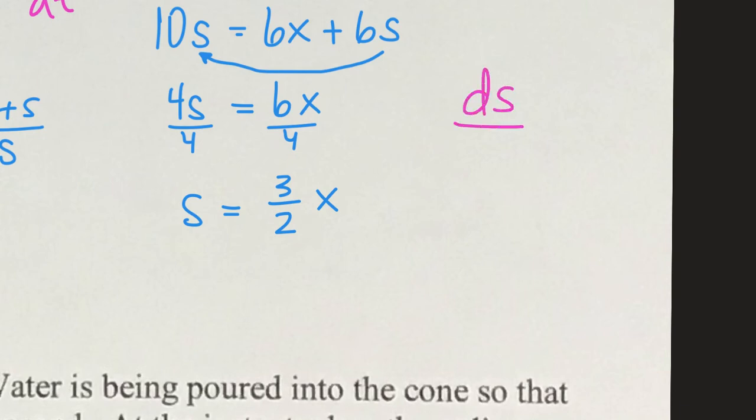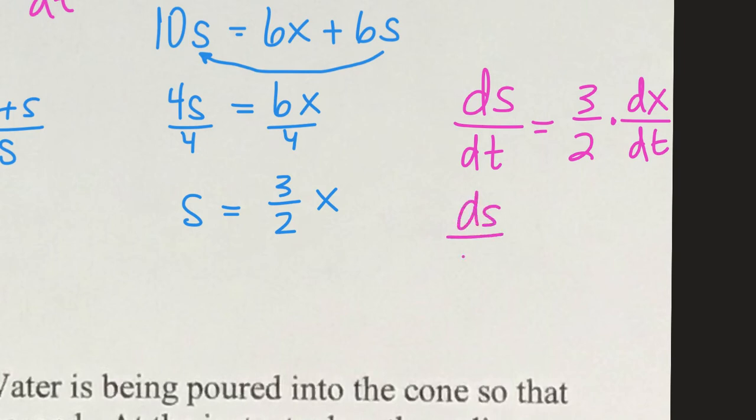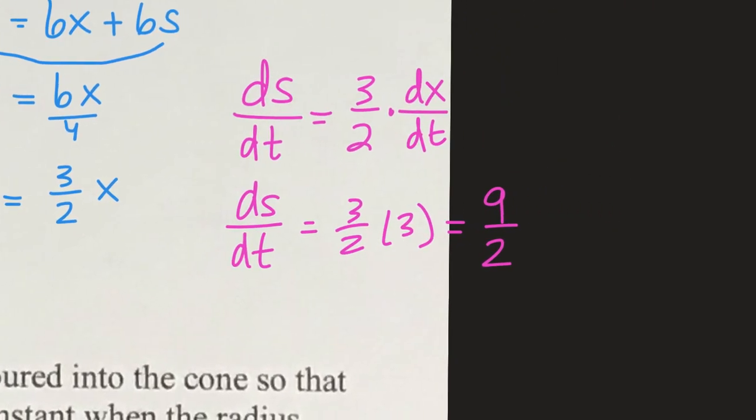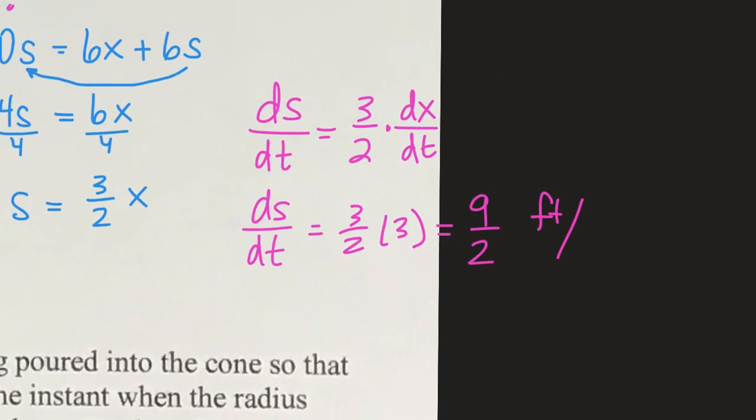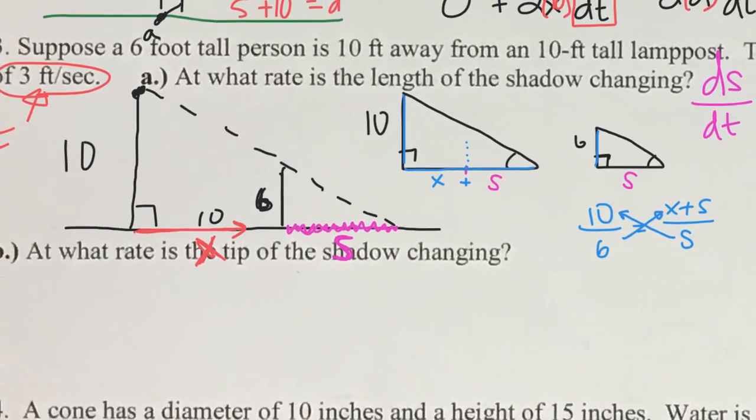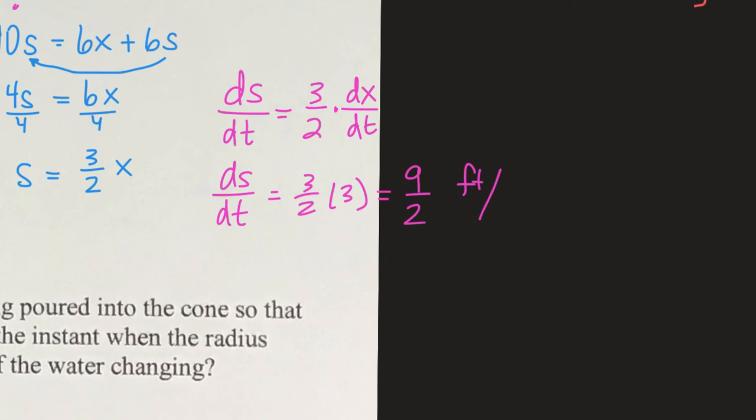So we have ds dt, right, that's the derivative of s with respect to time, equals 3/2 times dx dt. Okay, and from before, I believe dx dt was 3. So ds dt equals 3/2 times 3, which is 9/2. And our units are feet per second. 9 halves, so 4.5 feet per second. Okay, that's the rate at which the shadow is increasing.